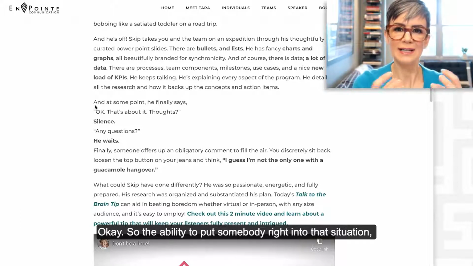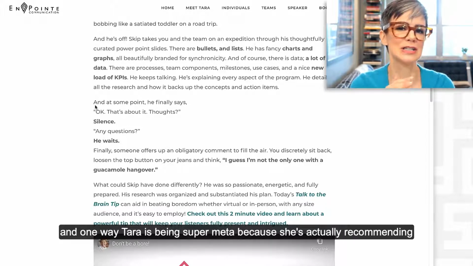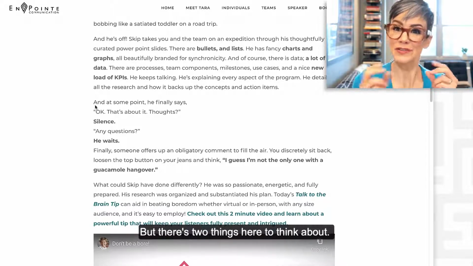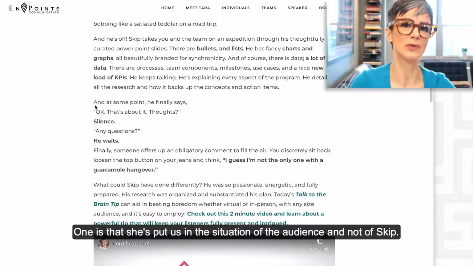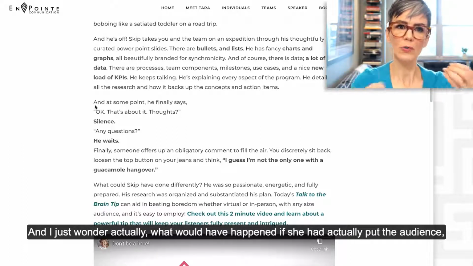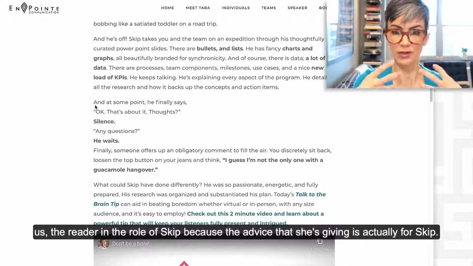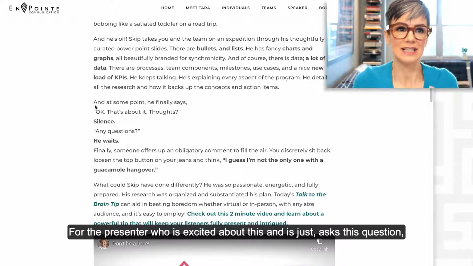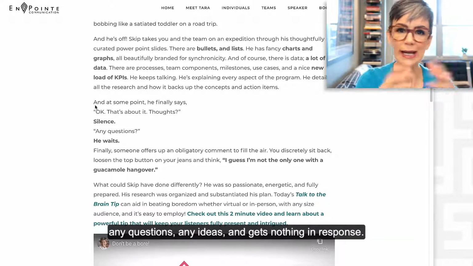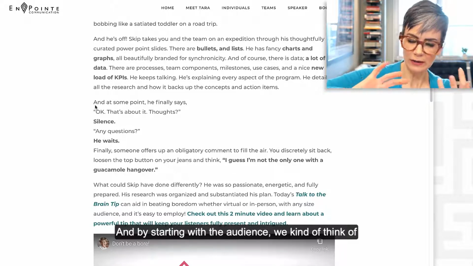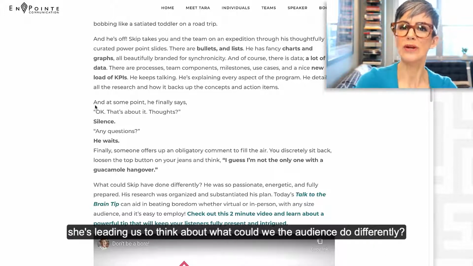The ability to put somebody right into that situation, in one way, Tara's being super meta because she's actually recommending that later in her post, which I love. So yay for meta. There's two things here to think about. One is that she's put us in the situation of the audience, and not of Skip. And I just wonder what would have happened if she had put the audience, us, the reader, in the role of Skip, because the advice that she's giving is actually for Skip, for the presenter who is excited about this and asks, any questions, any ideas, and gets nothing in response. That's a situation we've all been in on both sides. And by starting with the audience, she's leading us to think about what we, the audience, could do differently.